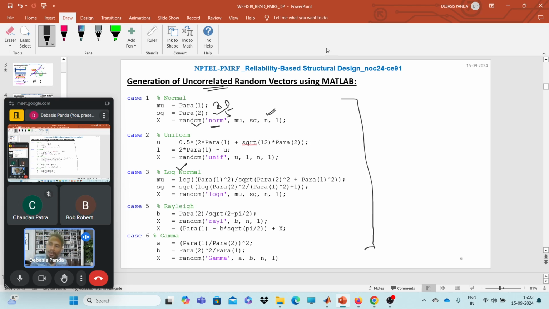Now I have generated this thing. Now using that generated random number, I can solve the probability of failure. Yeah, Bob, do you want to say anything?